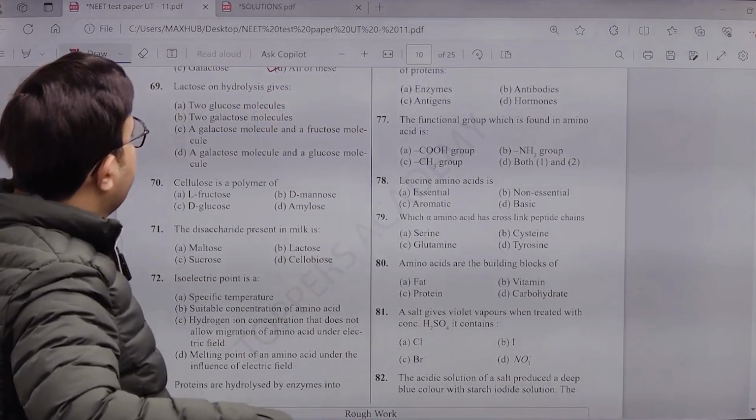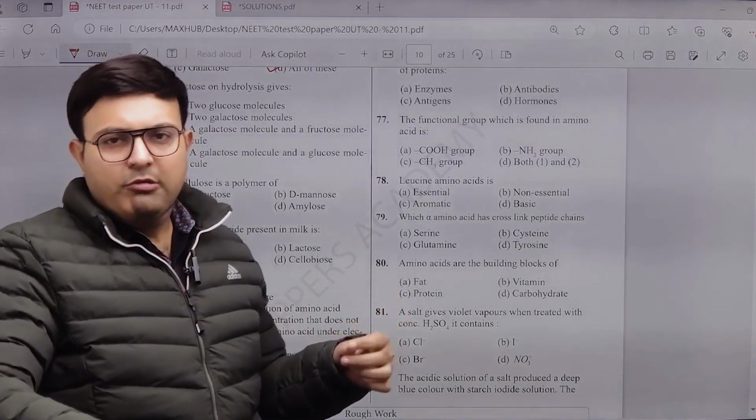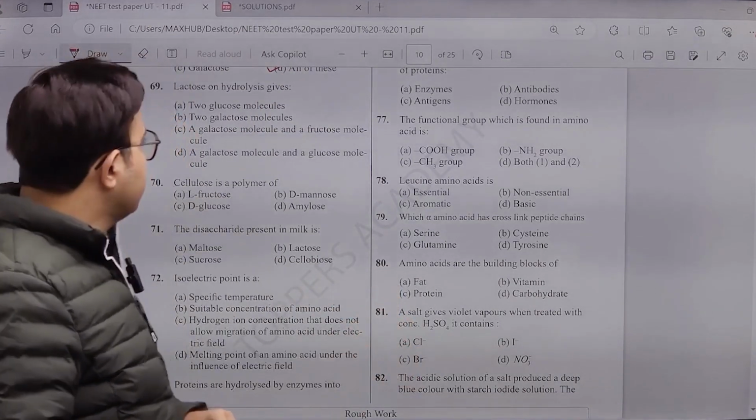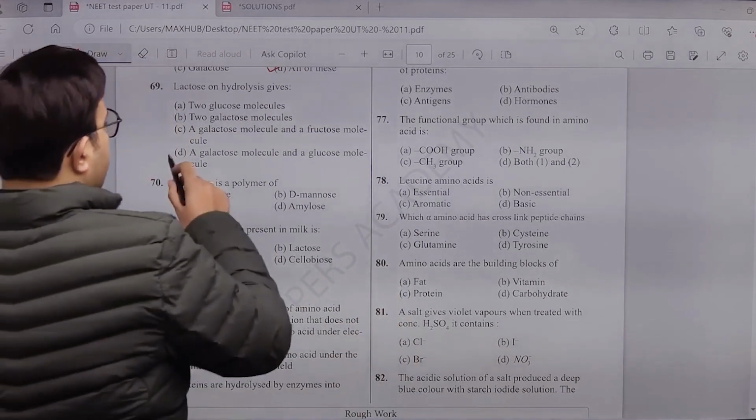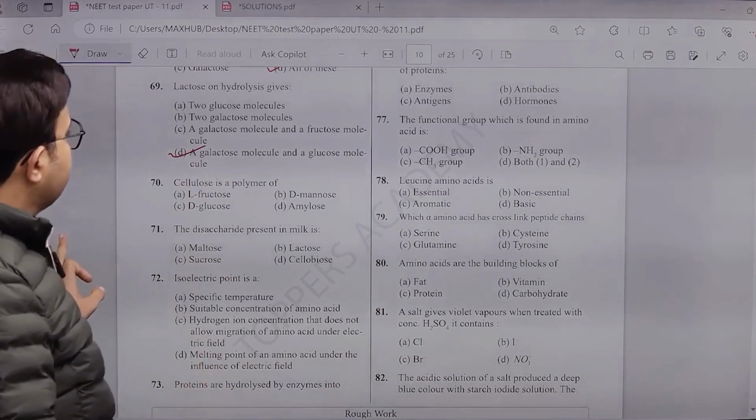Next question is lactose on hydrolysis. This I have already told you. It is formed by one molecule of galactose and another of glucose. So see the answer. A galactose and a glucose molecule will give you lactose. Okay, so 69th has answer D.